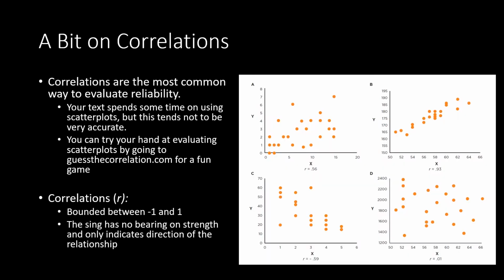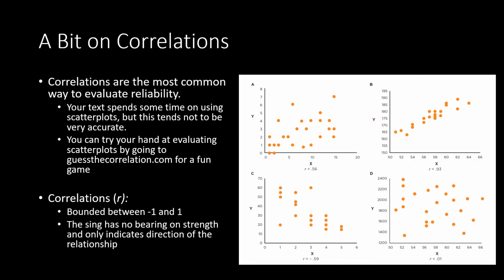Now, a little bit about correlations before we get into the three types of reliability that we'll talk about in this chapter. So correlations are probably the most common way of evaluating reliability. Before you get into the correlations in your textbook, you will notice that the author spends some time talking about using scatter plots to evaluate reliabilities. These diagrams here are ultimately scatter plots.